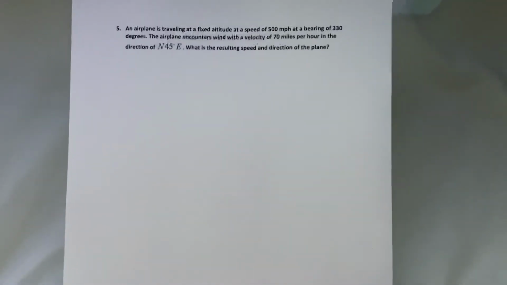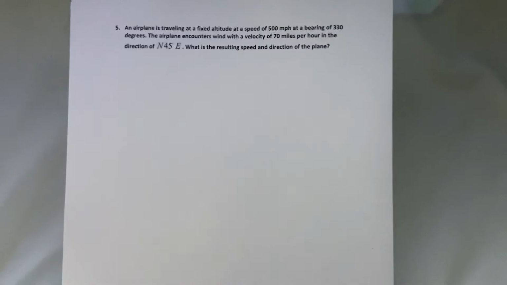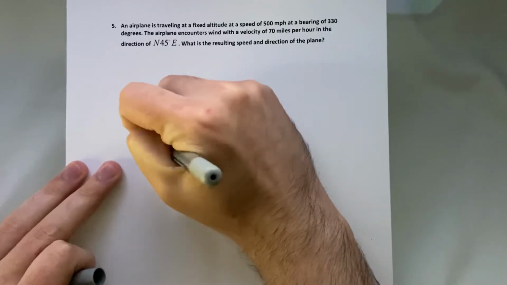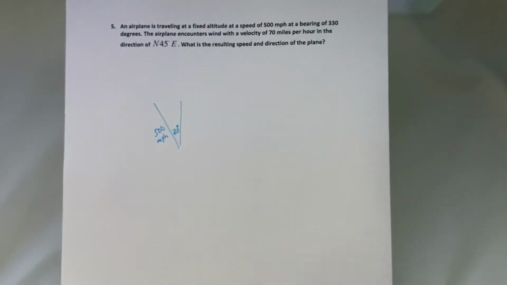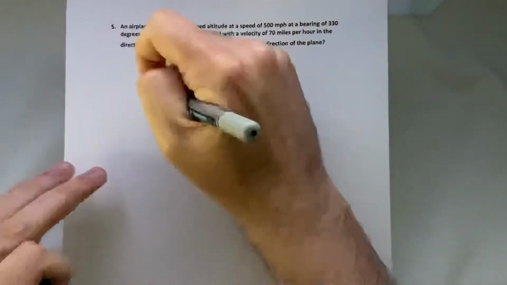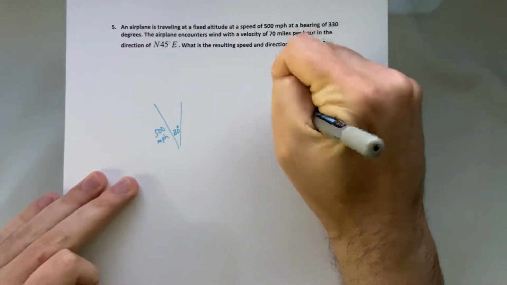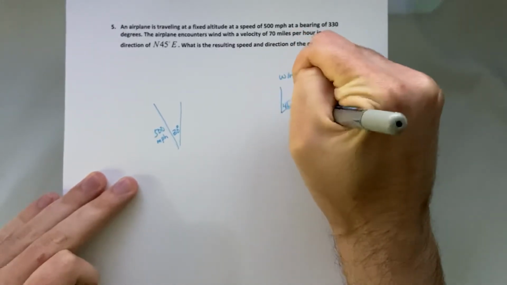Another application, this one without a picture, is airplane and wind speed and how they interact with each other. If an airplane is traveling at a fixed altitude at a speed of 500 miles per hour at a bearing of 330, so let's talk about bearing: 330 means you go around clockwise 330 degrees. So there's only 30 degrees left. So this is 500 miles per hour. So it encounters a wind of velocity 70 miles per hour and 45 degrees east of north. So that would be the equivalent wind, 45 degrees east of north, and it's 70 miles per hour.